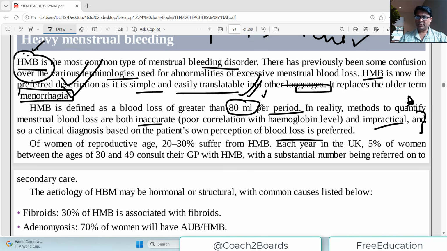कि वो क्या blood measure करते हैं? It's impractical, you can't do that, right? But then we have rough criteria कि जी कितने pads change हुए क्या. This is something जिसमें you have to rely on what the patient is telling you.